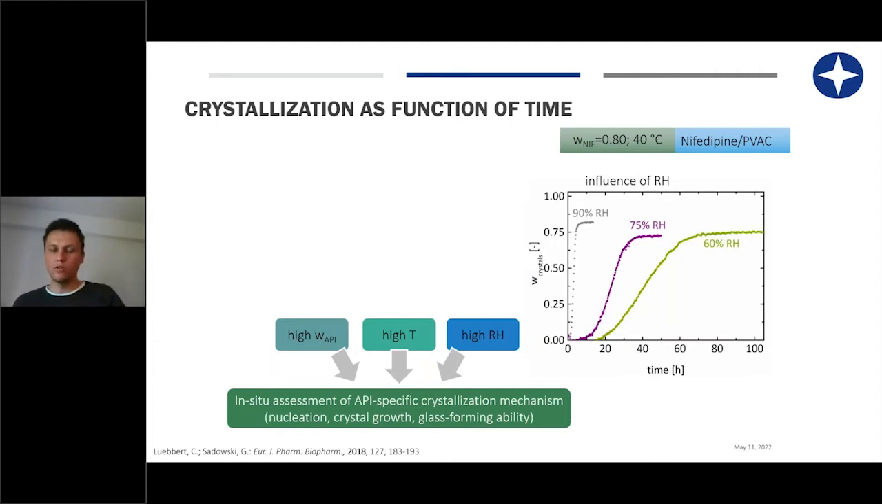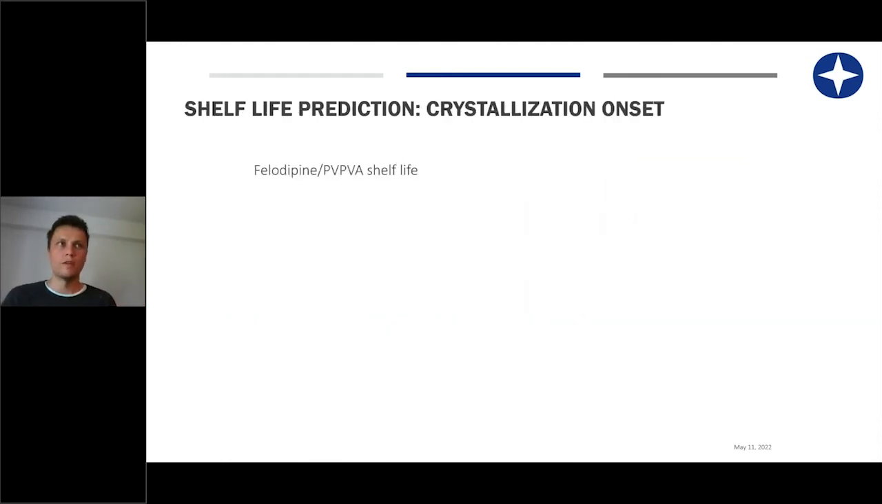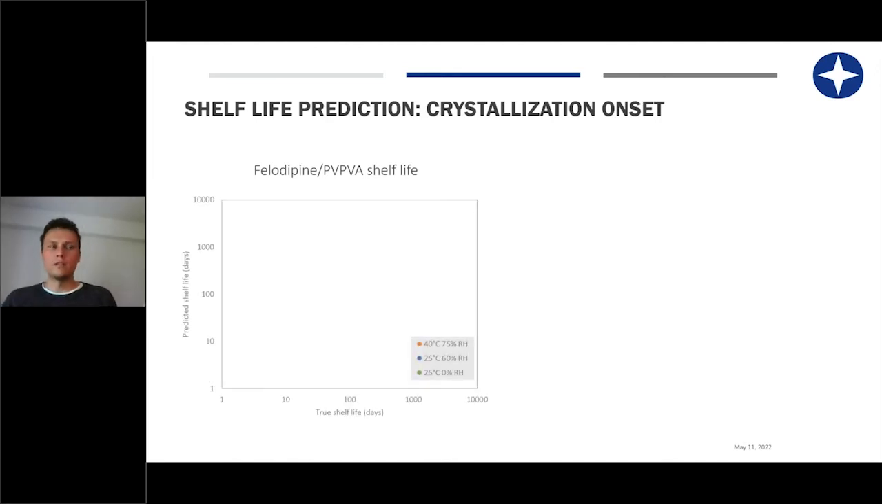And if we have that all and combine that all together with the model, and bring all these DVS contributions together with a model, we are able to have a look at the shelf life of the formulations. I have an example for felodipine and PVPVA shown here. And I'm going to plot always the predicted versus the true measurements and the shelf life as we observed in different storage conditions, 40/75, 25/60, 25/0.